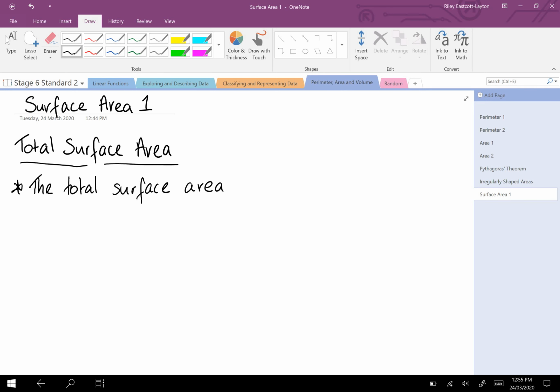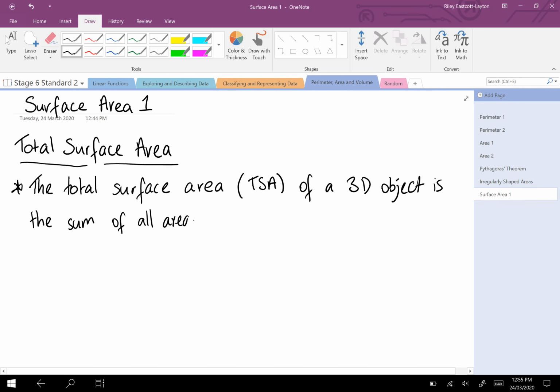So the total surface area, and sometimes we abbreviate this with capital TSA, of a 3D object is the sum of all areas of the outside faces. Now, I know I didn't write down what I had initially said, but living fast and loose, this is what happens sometimes. Of the outside faces, and sometimes we call these the sides as well.